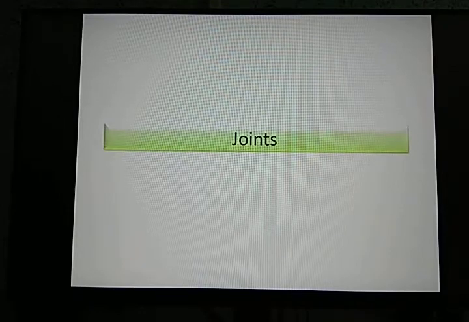Hello everyone. Today we're going to discuss a new topic, and today's topic is called joints. Now this word joints is quite familiar to us. We have used these joints for various purposes, but today we are going to discuss the joints of our body. So let us begin.